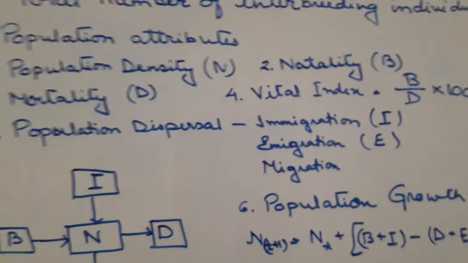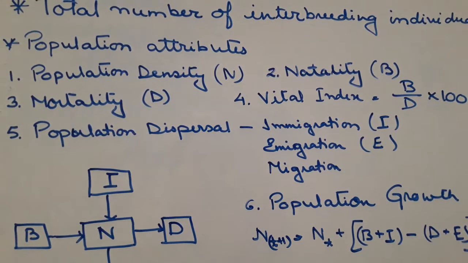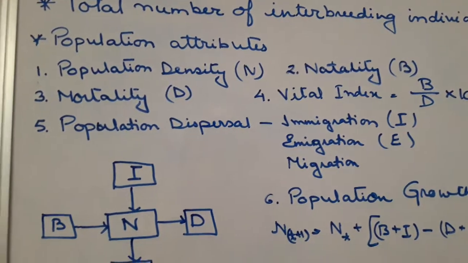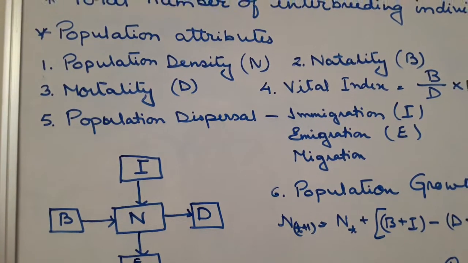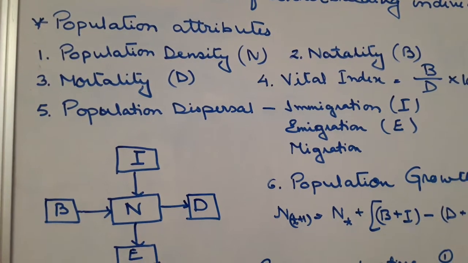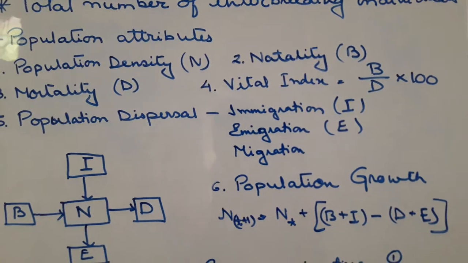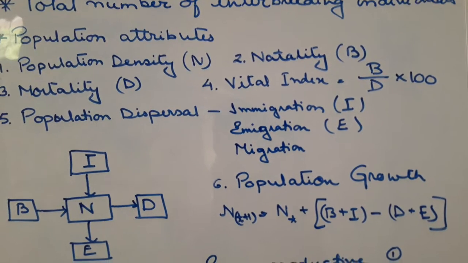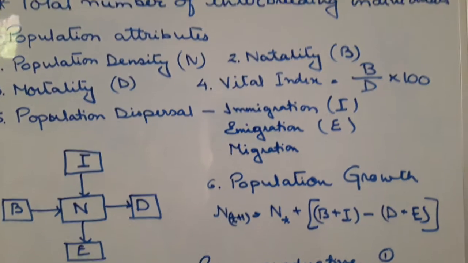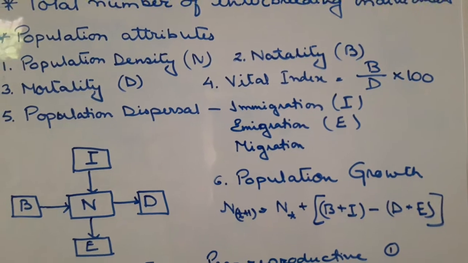Natality means the number of individuals that are taking birth. That is the birth rate. In other words, we can call it natality. Mortality or death rate means the number of individuals that are declining or dying. Now, after knowing natality and mortality, we can calculate the fourth population attribute, that is the vital index. Vital index means birth rate divided by death rate into 100.